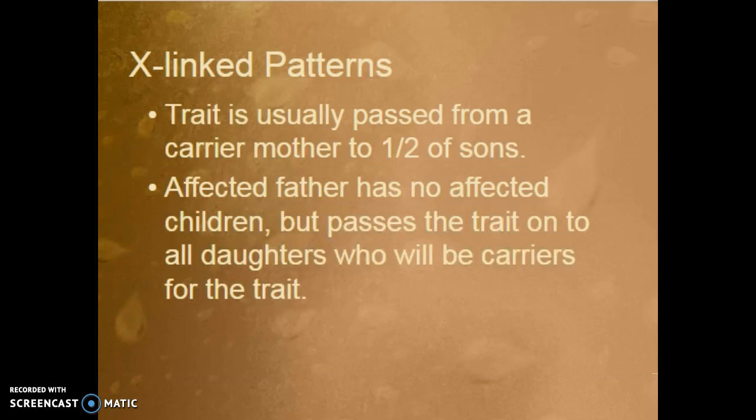So X-linked patterns, the trait is usually passed from a carrier mother to half of her sons. An affected father has no affected children, but passes the trait on to all daughters who will be carriers for the trait. If that doesn't make sense, map out the Punnett square. Apply the Punnett square to a pedigree. Once you logic your way through it once, it'll make sense. So again, we'll do that same exact process in my family, and we'll look specifically at color blindness.